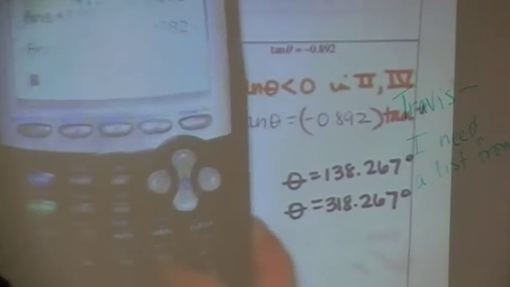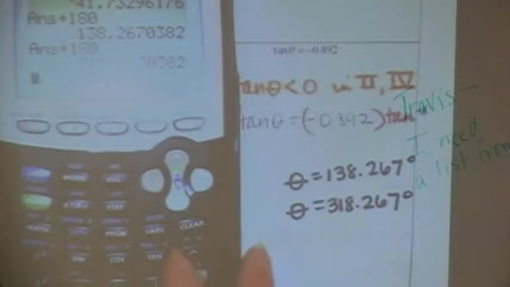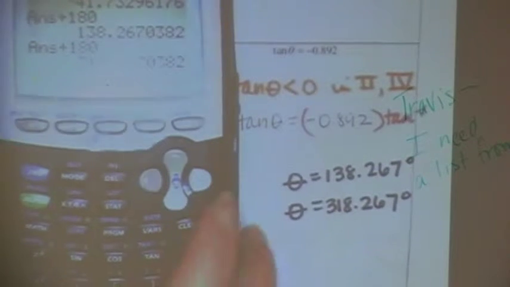If you don't get that angle, is there another thing you can do for tangent? That's it. So it should work because that's it.